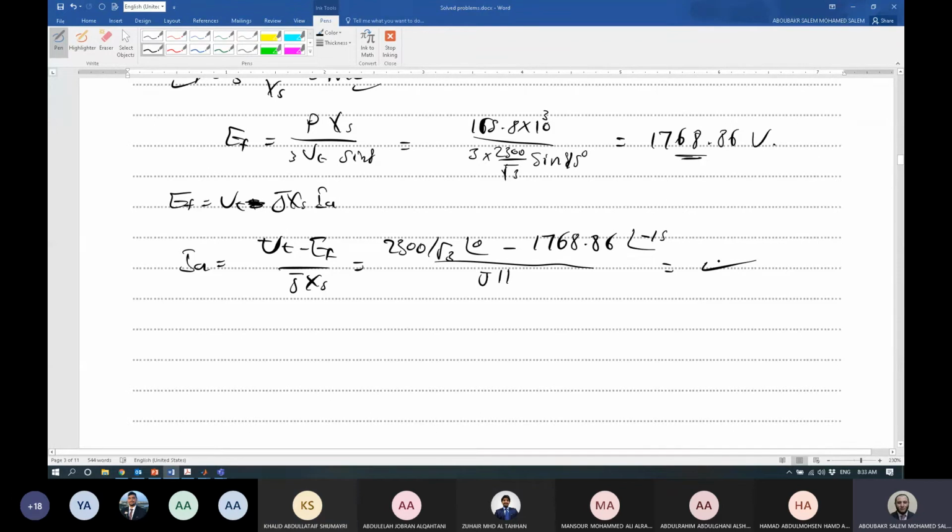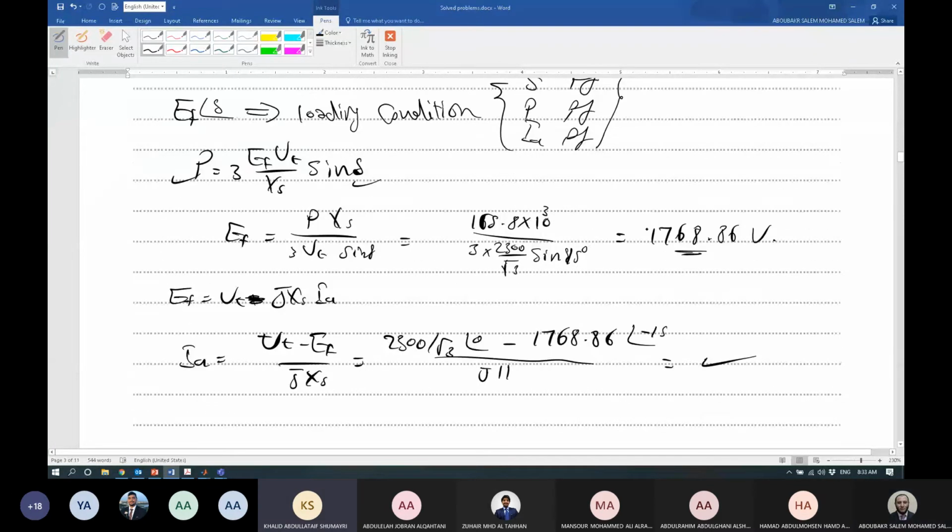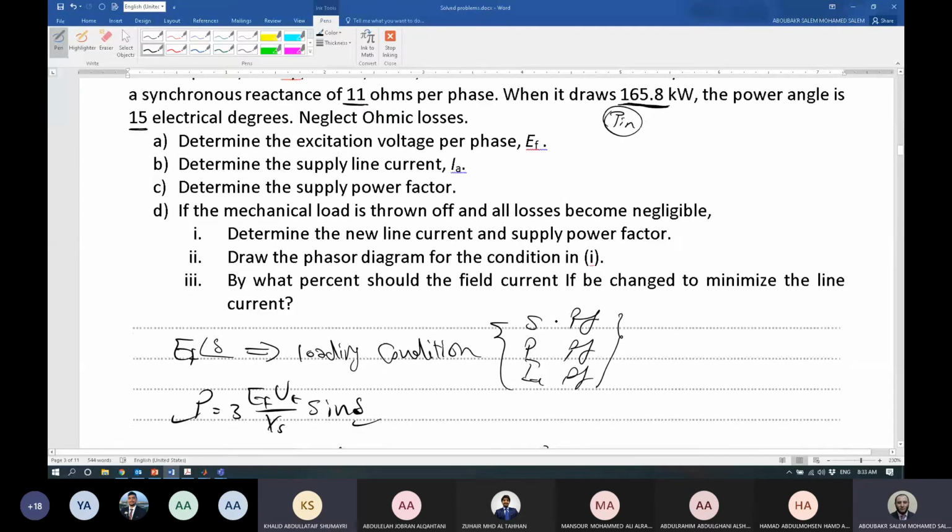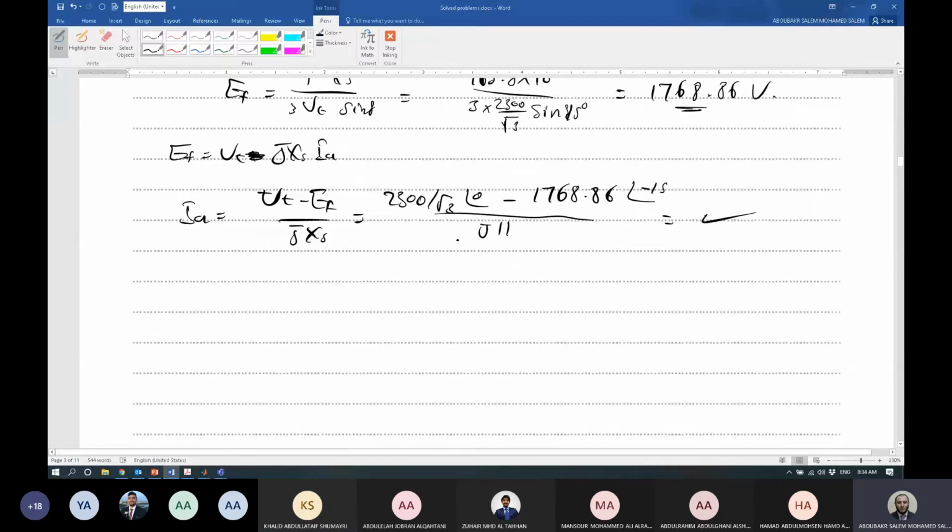Doctor, for EF, there is 8 missing. XS is 8, right? XS is 8 or 11? Sorry, no, 11. Okay.